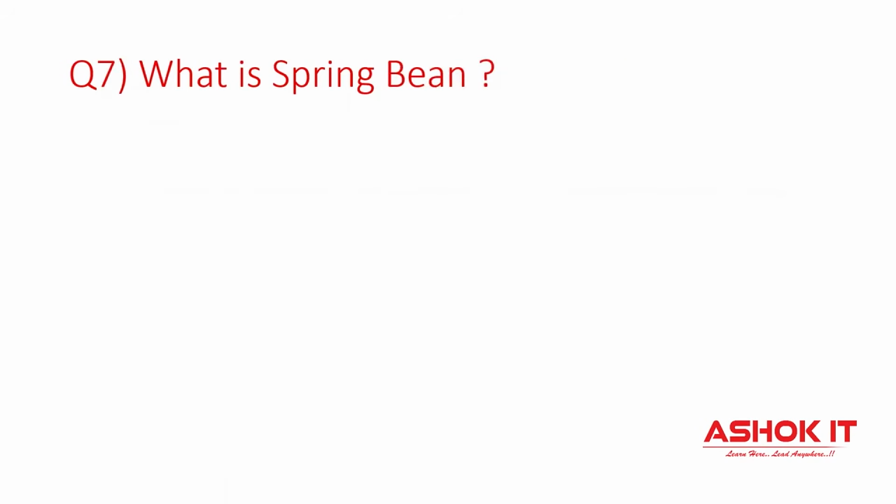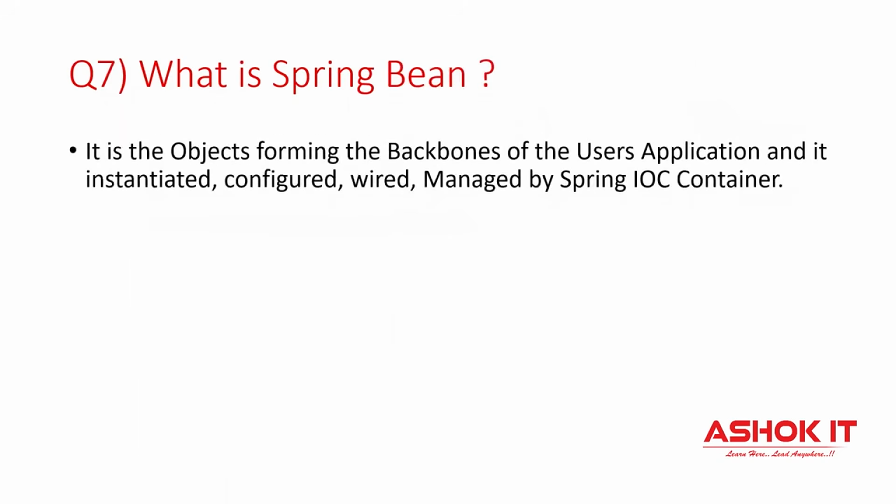Question 7. What is a Spring Bean? In simple words, a bean is an object. This object is completely created, linked with other objects, and destroyed by the Spring container itself. It is completely controlled by the Spring container. An object whose entire process is controlled by the Spring IOC container is called a Spring Bean.